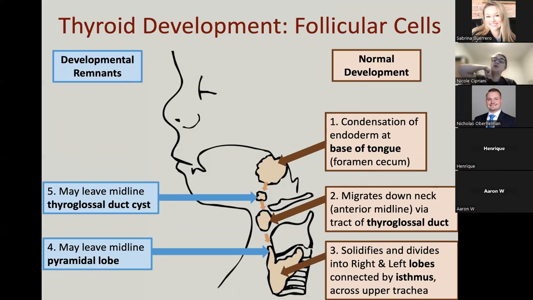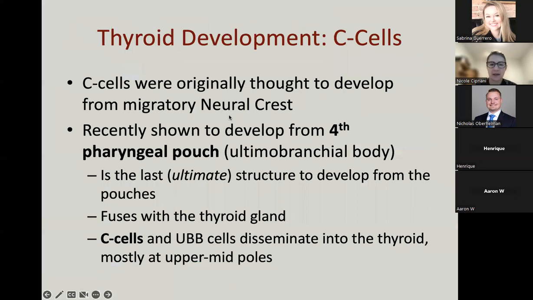It can descend too low, right? It can go into the mediastinum, and you may get substernal thyroid. So everything related to midline up and down the neck and mediastinum.